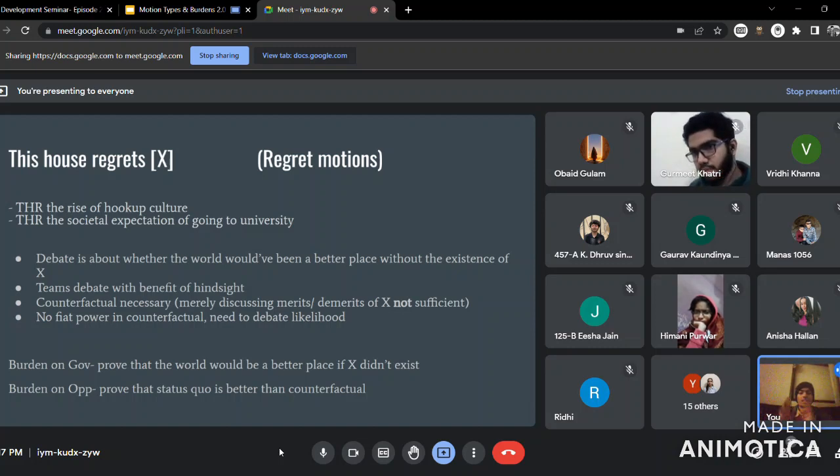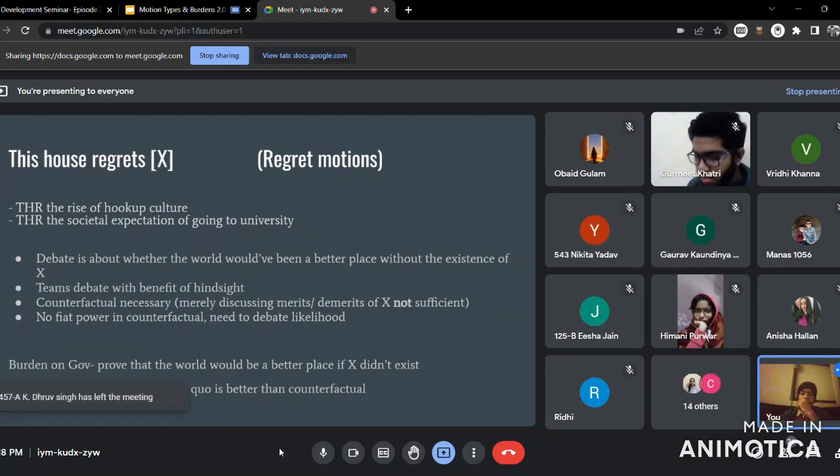The third thing is counterfactual is necessary. What do I mean by counterfactual? I talked about two worlds when I started discussing regret motions. A world without X and a world that is status quo that has X. So the world without X is an imaginary world. This is what we call the counterfactual.